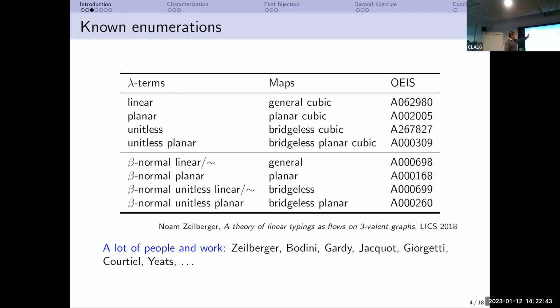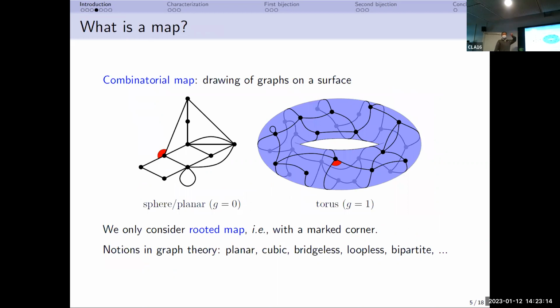But what's more interesting in this table is that there are three columns: one for the families of lambda terms, another for the sequences. But there is something in the middle, which is another class of combinatorial objects called maps. And we have all sorts of maps. And maybe you are not necessarily familiar with these objects. So now I'll tell you what these objects are. So what is a map?